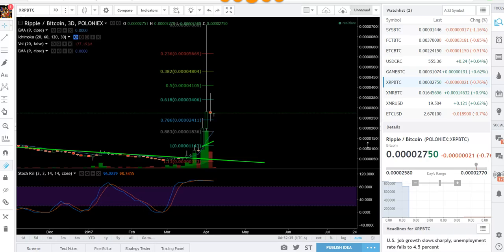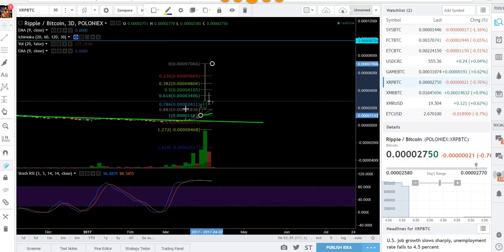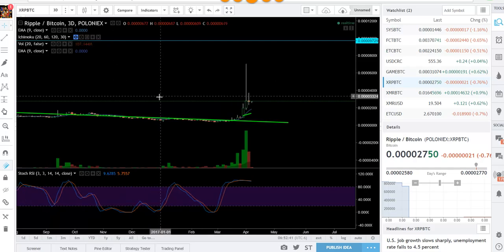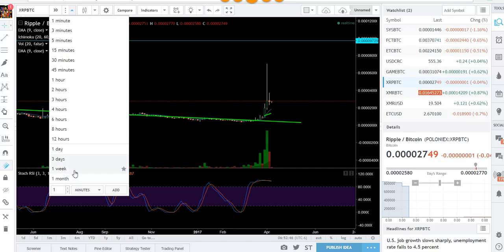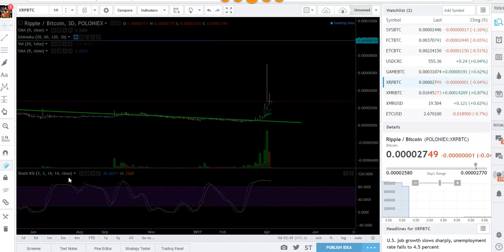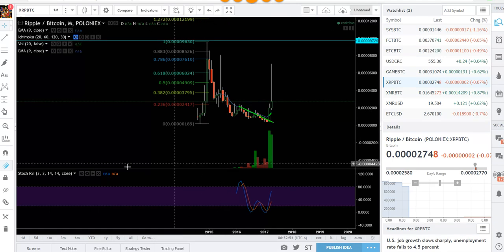Okay. Now let's start at the beginning. At the beginning, when we're first looking at a market, I start all the way out and zoom in. I start with the monthly.